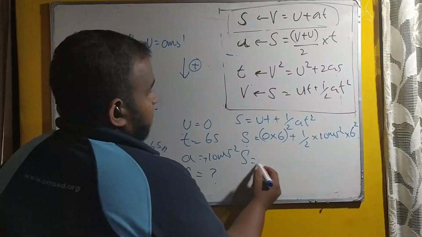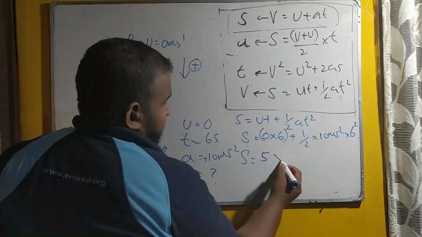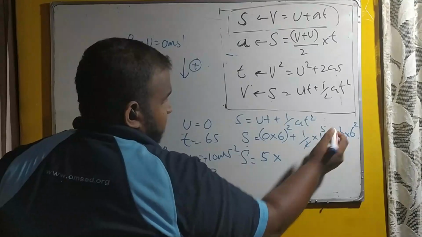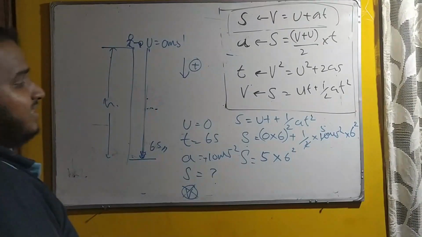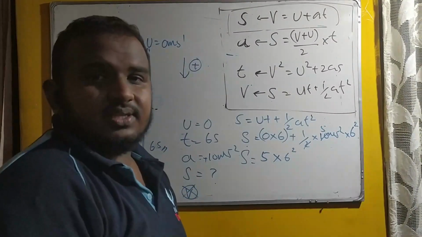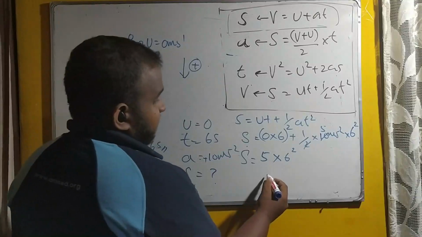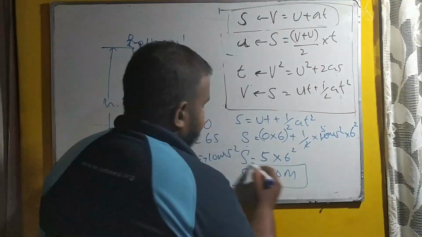So S is equal to, this 2 and 10 can be chopped, 5 into 6 squared. So 36 into 5 is how much? It is 180 meter. That is the height of this building.